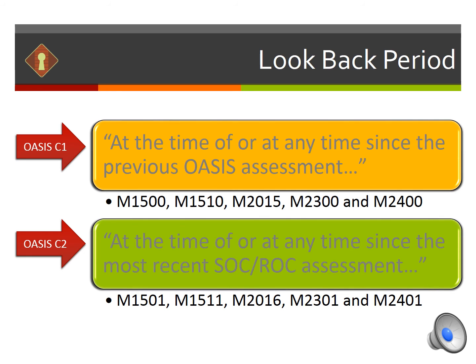Our final piece is this look back period, and so you'll see the items that have been affected. What's currently M1500, 1510, 2015, 2300, and 2400, all of those items have a similar phrase in them, referring to the look back period as at the time of or at any time since the previous OASIS assessment. What we see in OASIS C2 is that the numbering of the item itself has all been bumped up by 1. So you can see it's now 1501, 1511, and so forth. But the phraseology has been tweaked slightly: at the time of or at any time since the most recent start of care or resumption of care assessment.